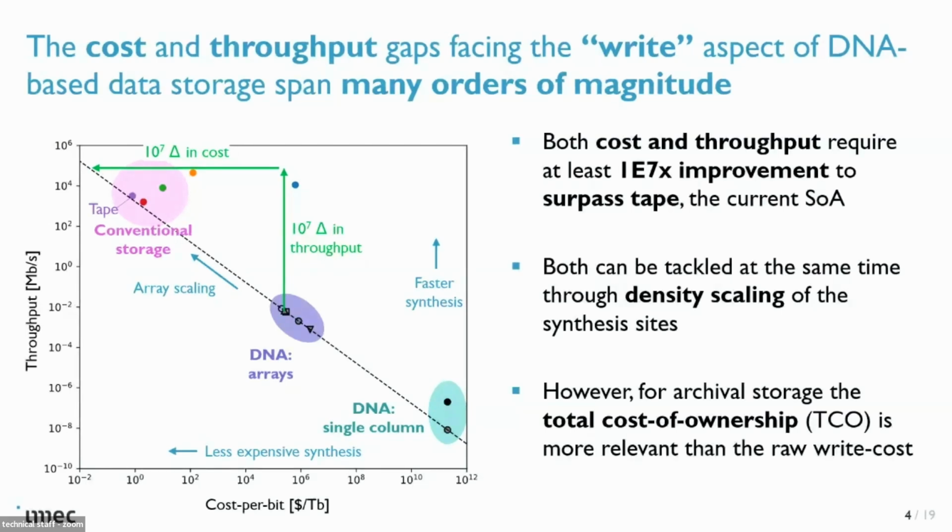Luckily, we believe that both cost and throughput can be tackled at the same time through density scaling, which means putting more synthesis sites on a chip for the same surface area. Note, however, that as mentioned a few times already, total cost of ownership is probably a more relevant metric, but I think we can all agree that the cost of writing needs to go down still.